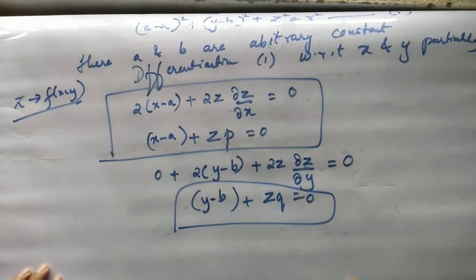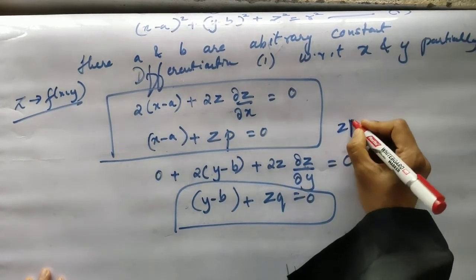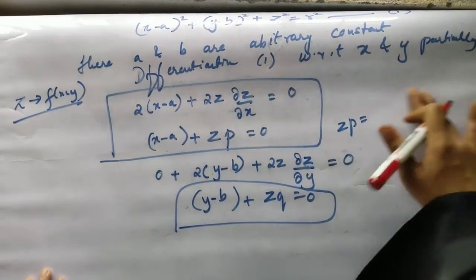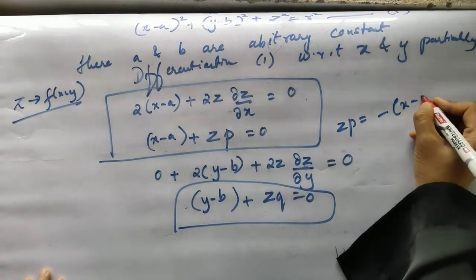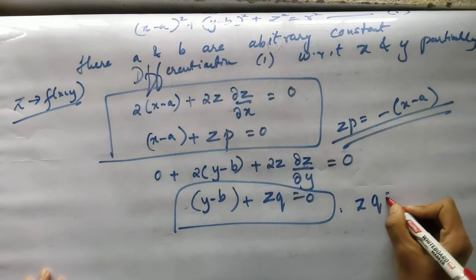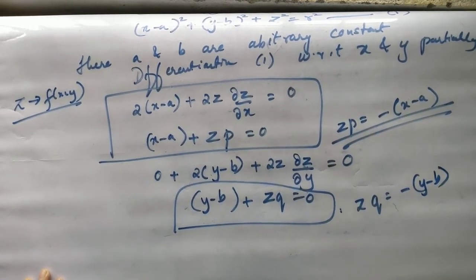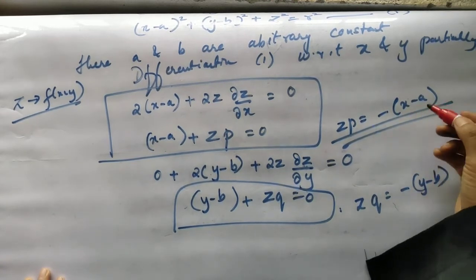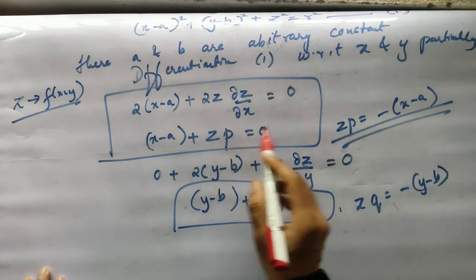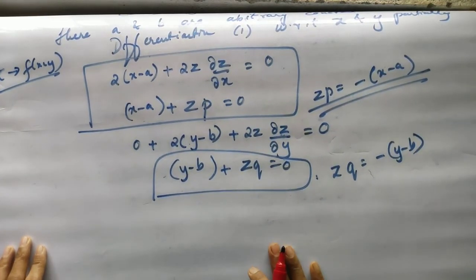Okay, now somehow we have to relate and write it. From this equation I can write z into p is equal to minus of (x minus a). And from this equation I can write z into q is equal to minus of (y minus b). Right? So you can write zp is equal to minus of (x minus a), zq is equal to minus of (y minus b).